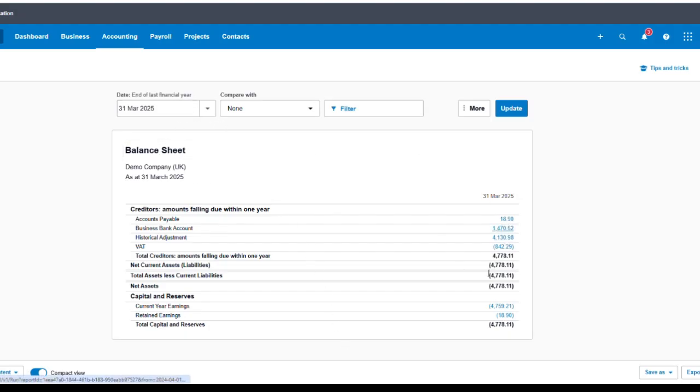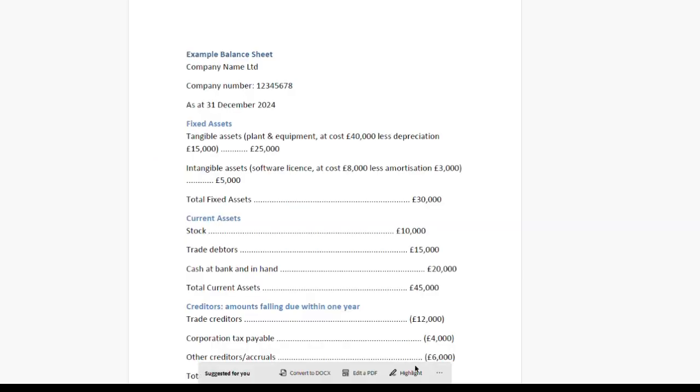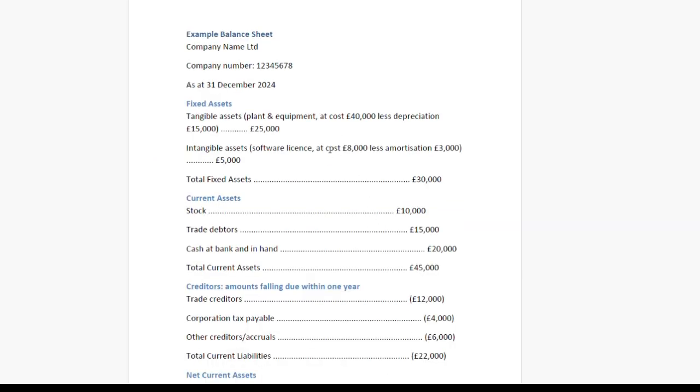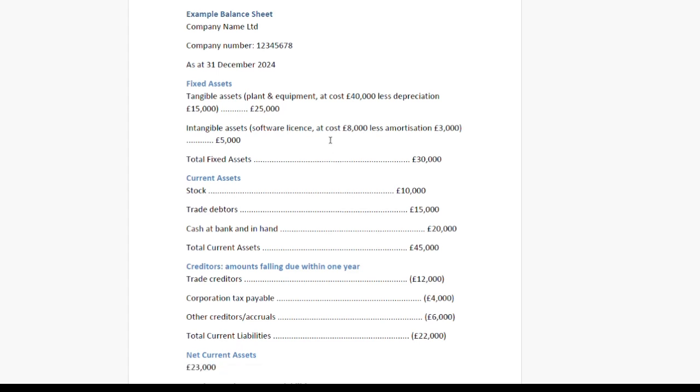But a word of warning with these balance sheets on Xero and QuickBooks: if your accounts are not up to date, if your bank reconciliation is not up to date, then the balance sheet will not be up to date as well. So just make sure that everything has been correctly accounted for before running your balance sheet on Xero or QuickBooks. So let's dive in.